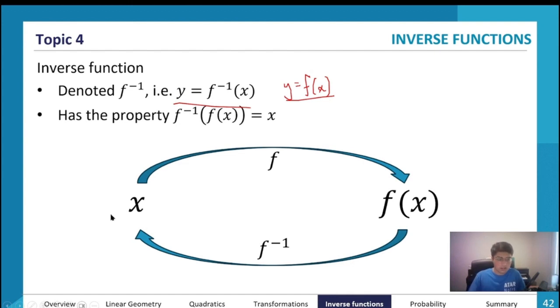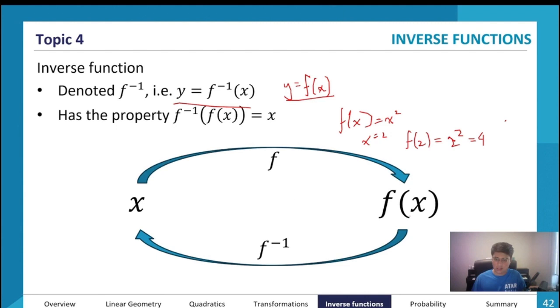So what does that mean? Let's say we take any value, I'm going to call this value x, and then we apply a function f to it. For the sake of an example, let's say that this function f is equal to x squared. What we're doing is taking that value x to a new value, which is represented by f of x. So let's say x is equal to 2. By applying the function f, we're going to go to 2 squared, which is 4.